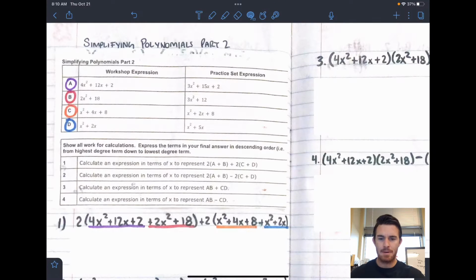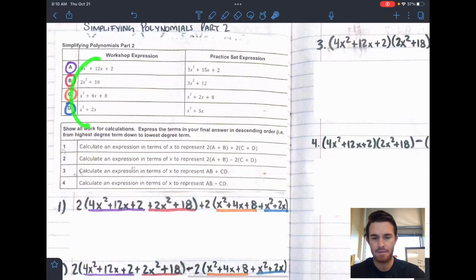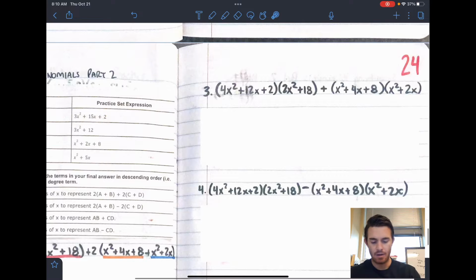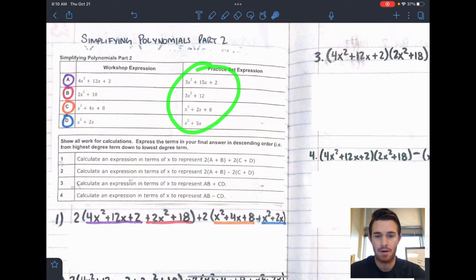Okay, so workshop number 4, simplifying polynomials, part 2. The difference between these two is we have some more terms in our polynomials. But the process is going to be the same. So again, these are the workshop expressions. So I'm going to answer these 4 questions here using these 4 polynomials. Then on the next page, on page 25, you will answer the same 4 questions except using these 4 polynomials.